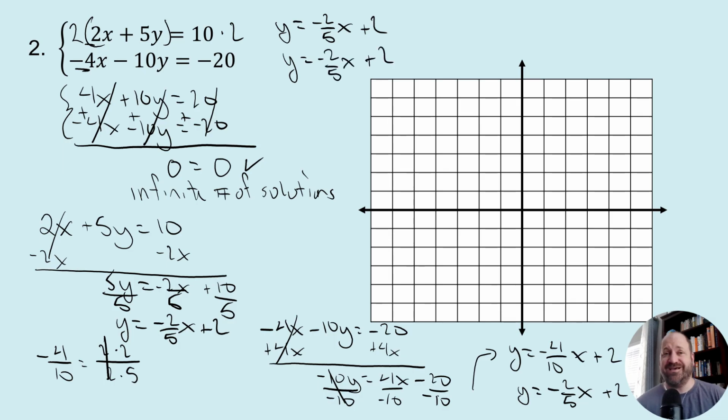So we wind up getting the exact same equation. So if we graph these, start at 2 on the y-axis, then to graph this, we're going to go down 2 over 5. And we get the exact same graph for both of these. All right. So that's what the graphs of systems with an infinite number of solutions look like. We basically have the same equation and we have the same graph.